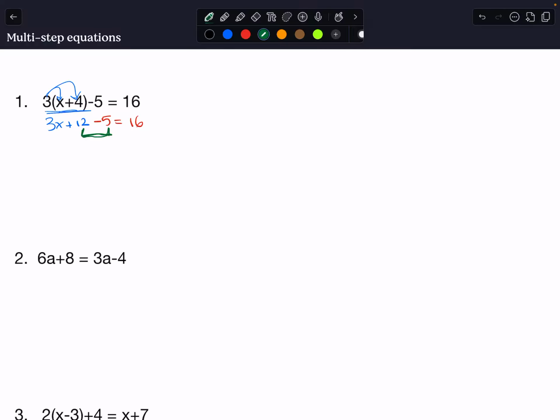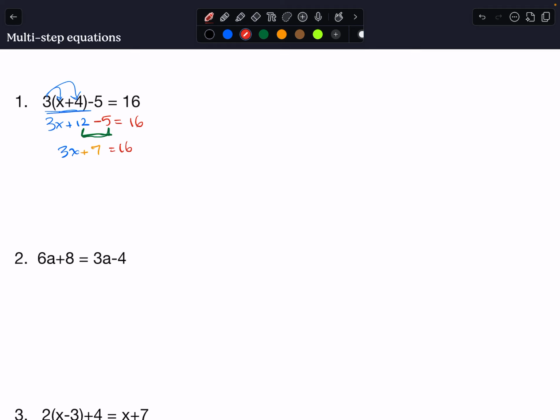So we use the like terms to combine them. We have 12 minus 5, even though I just said add. The like terms, because they're different signs, they'll subtract. We combine them and we have 12 minus 5, which is 7. So here we have 7. What kind of 7? A positive or negative? Positive. Bring down the 3x, and we bring down the 16.